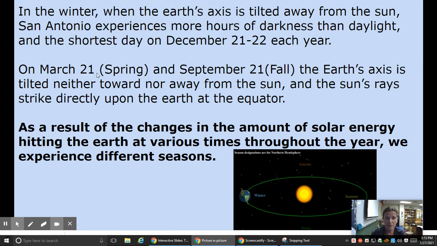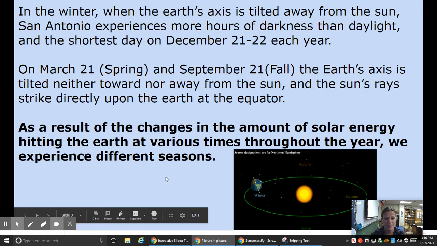On March 21st, spring, and September 21st, fall, the Earth's axis is neither tilted toward nor away from the sun, and the sun's rays strike directly upon the Earth at the equator. As a result of the changes in the amount of solar energy hitting the Earth at various times throughout the year, we experience different seasons.